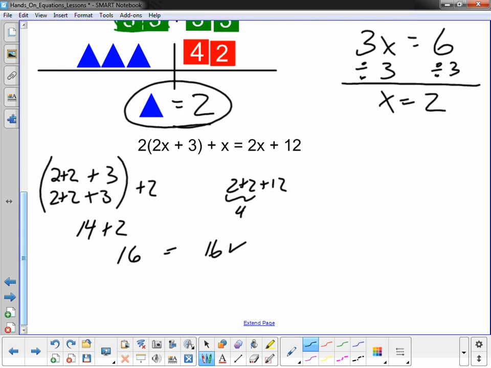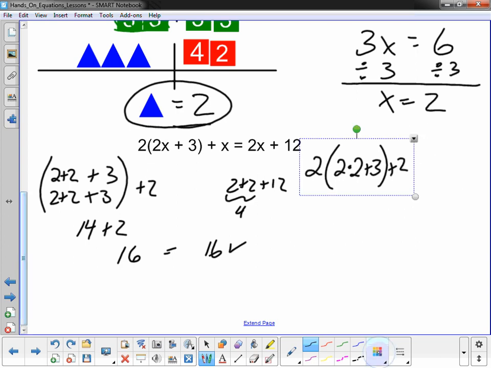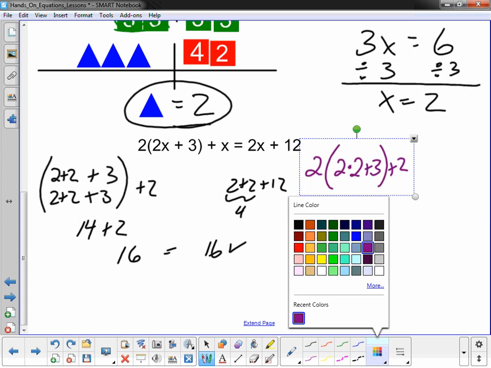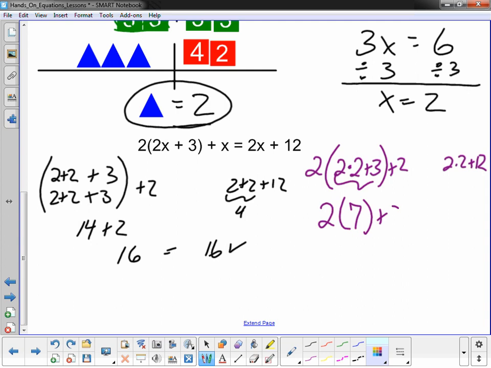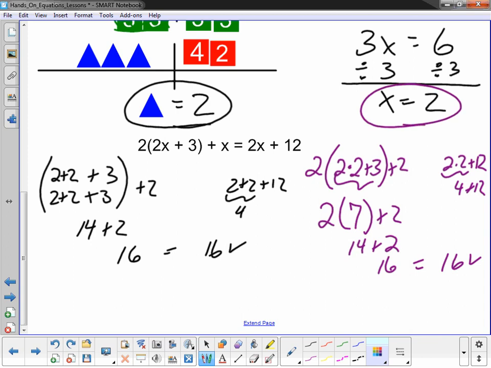Now if I do it mathematically, 2 times the parentheses 2 times 2 plus 3, plus 2, let me change colors on that. And then on the other side, I've got 2 times 2 plus 12. Okay, this gets me 7. 2 times 7 plus 2. 2 times 7 is 14. Plus 2 gives me 16. 2 times 2 is 4. Plus 12 gets me 16. Both sides equal 16. So my x equals 2.